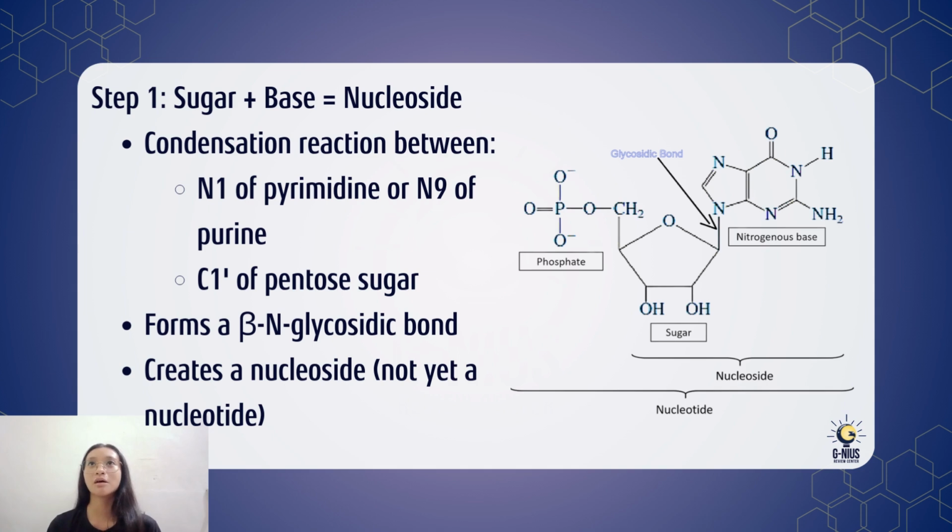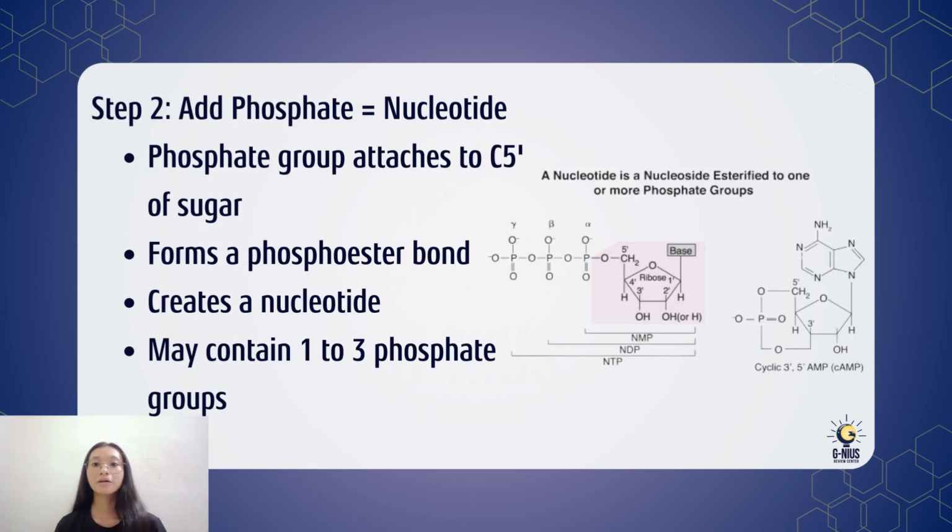In order to make a complete nucleotide, you will need one more component, which is the phosphate group. The phosphate group will be linked to the 5' carbon of the pentose sugar through a bond called a phosphoester bond. Again, a phosphoester bond. And now you have a complete nucleotide. But do remember that nucleotides may carry one or more phosphate groups.